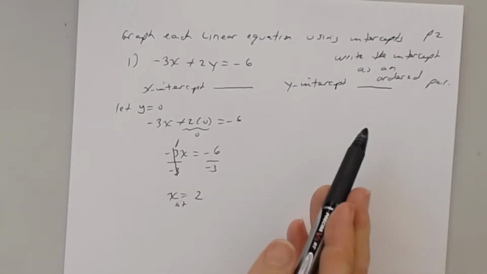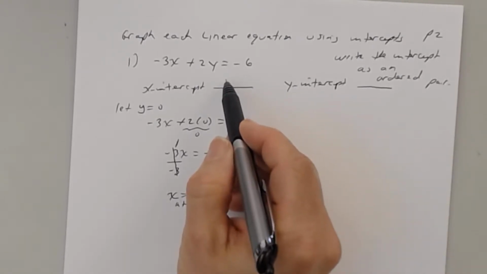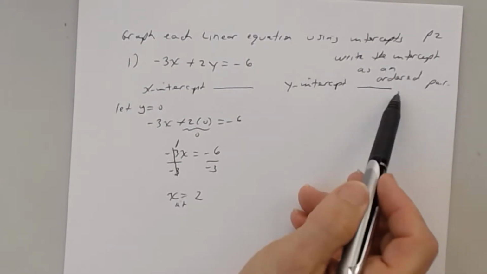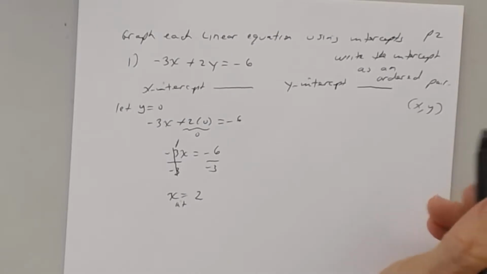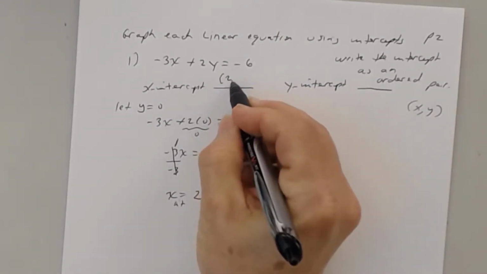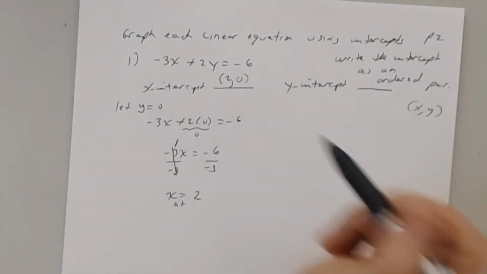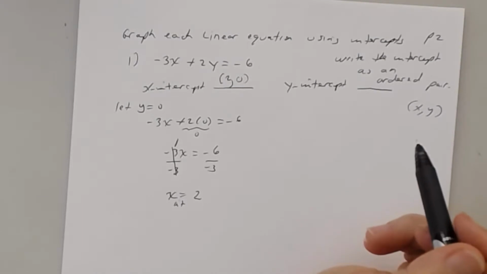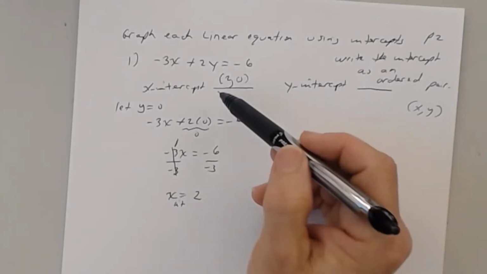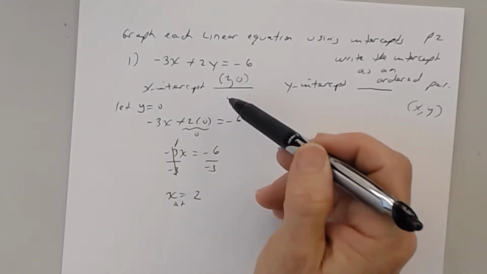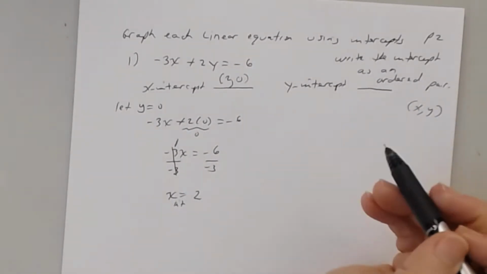But it does say write as an ordered pair. So just don't put 2 here, or you didn't follow directions. Direction says write as an ordered pair. So an ordered pair means x comma y. So what's x? 2. Comma, what's y? 0. That's what we did. Remember we let y equal 0. So that's your x-intercept as an ordered pair. If it didn't say anything about an ordered pair, then you could have just said the x-intercept is 2. But since it did say an ordered pair, you have to say 2, 0.